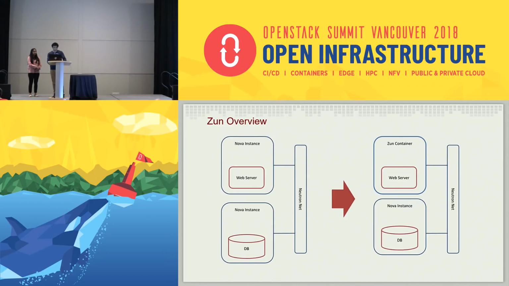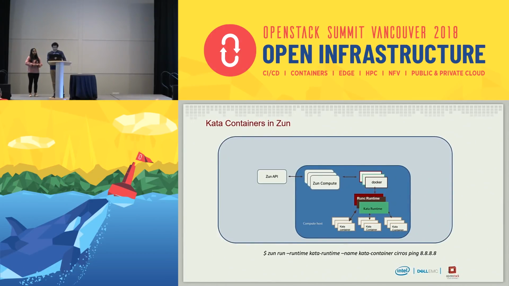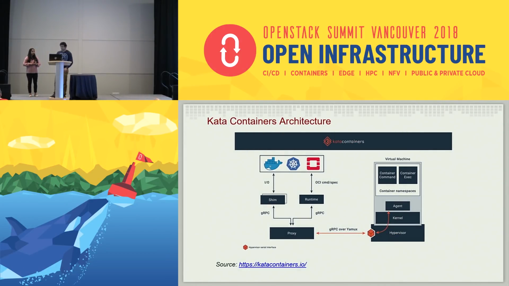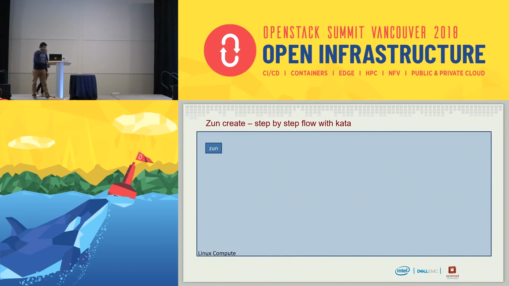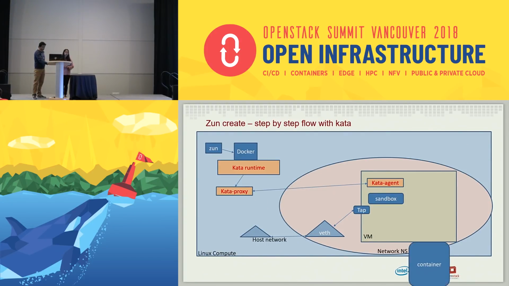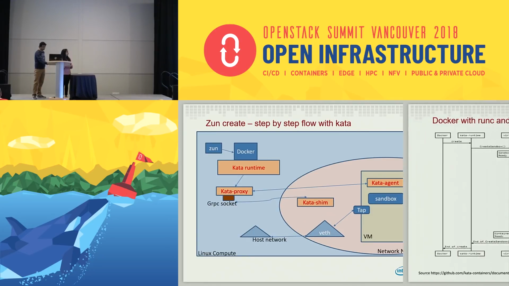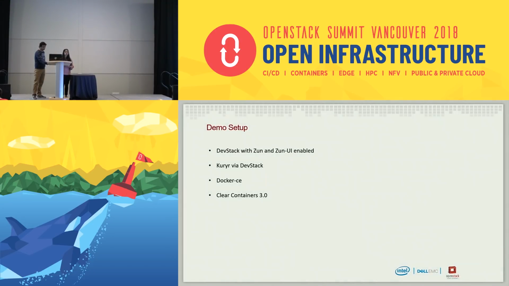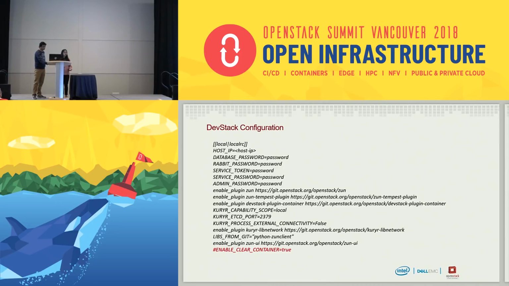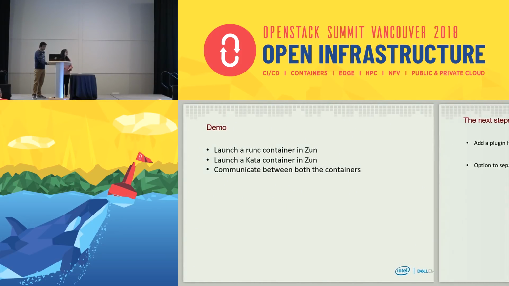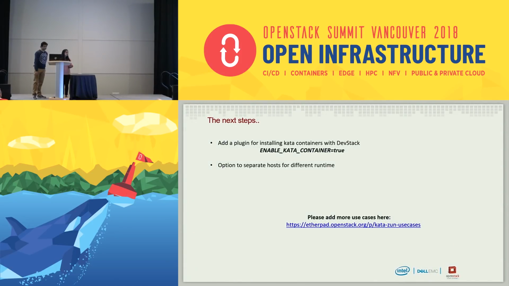What would be the next steps? Okay, so this work of integrating Kata containers is not yet upstream, but I would say it is as simple as just providing the runtime that you want to run your container with. It's just the option --runtime and specify the name of the runtime you want to run.